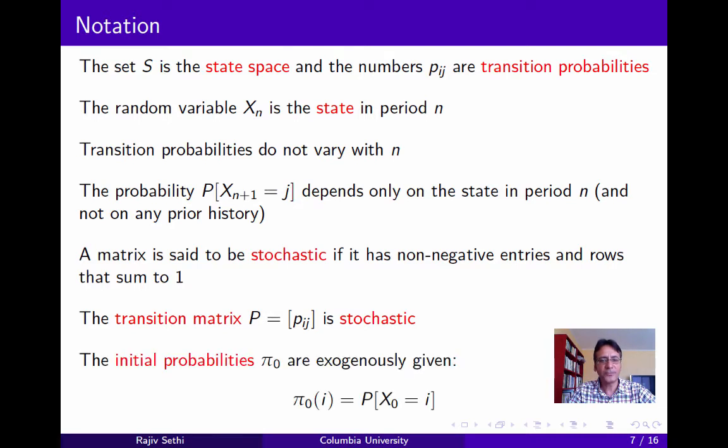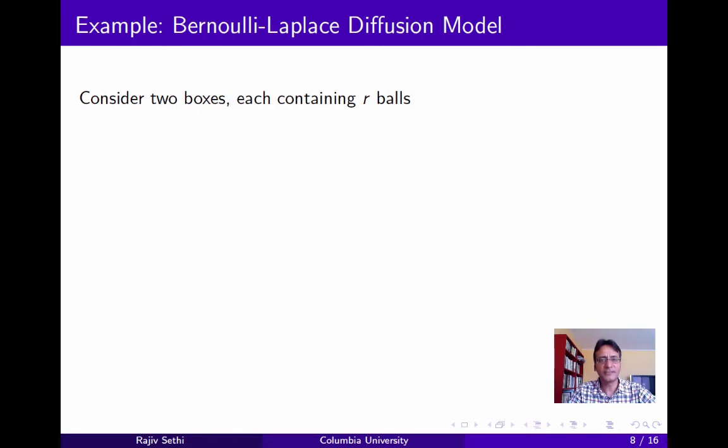Now if you have some initial probabilities over states pi0 exogenously given, then the transition matrix P implies a distribution over period 1 states, and hence period 2 states, and so on for all periods. Now before we look at this dynamical system in more detail, let's take an example. Consider two boxes, each of which contains R balls, and these balls can be white or black, half of them white and half black.